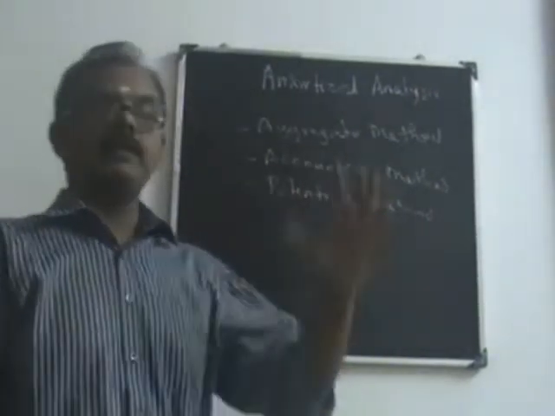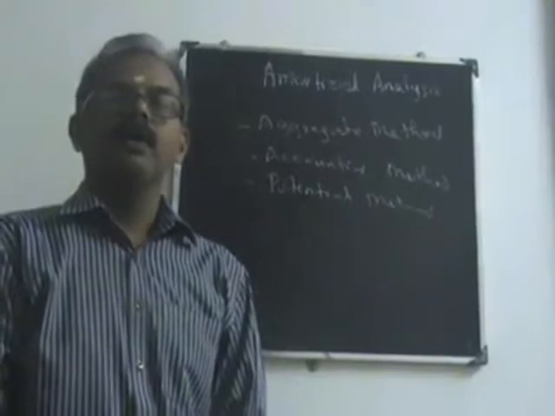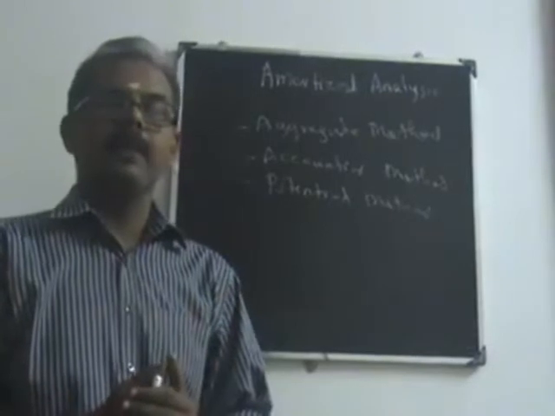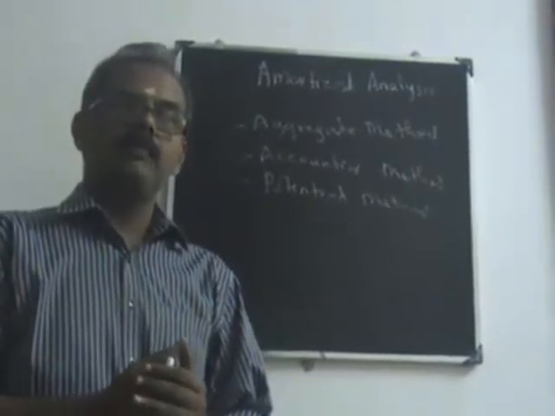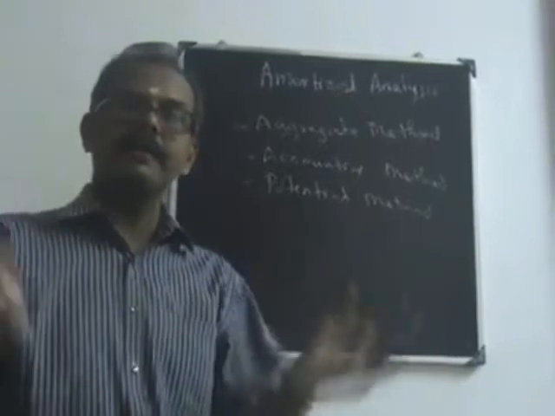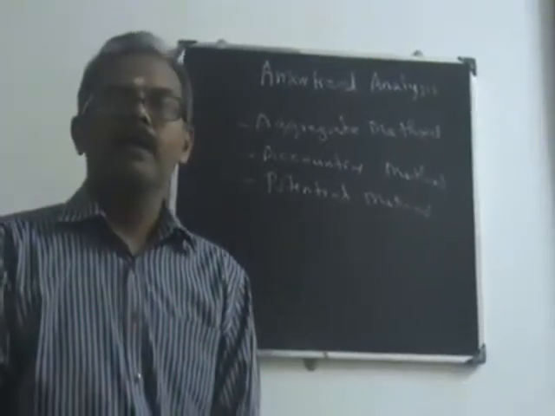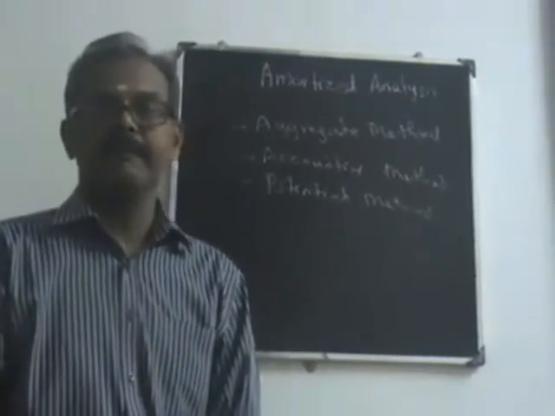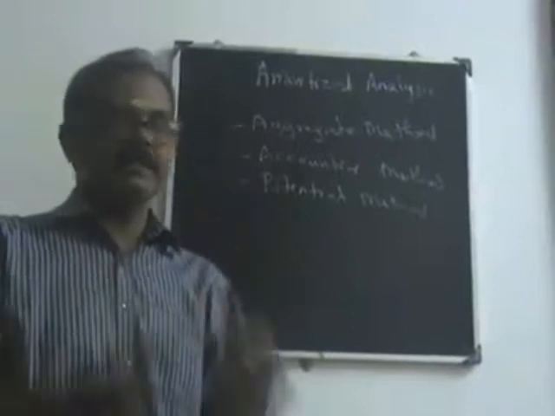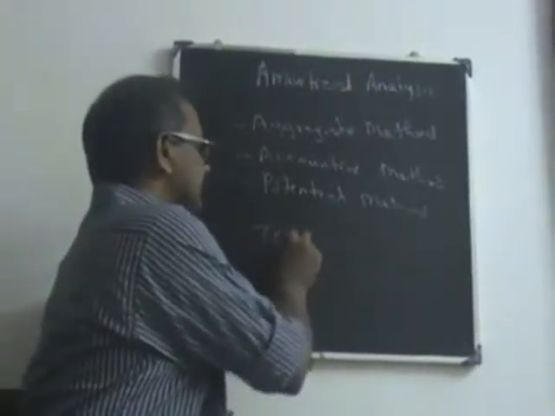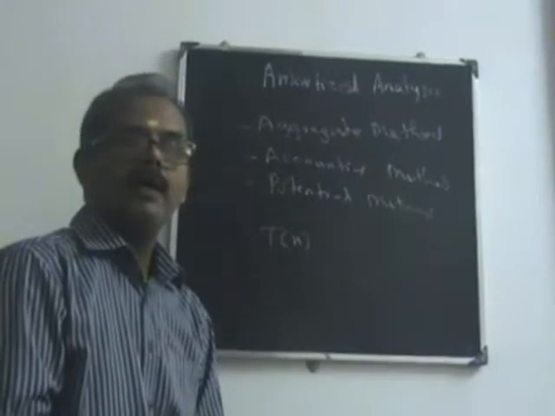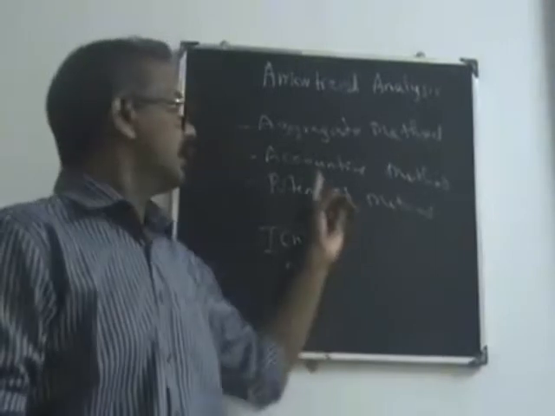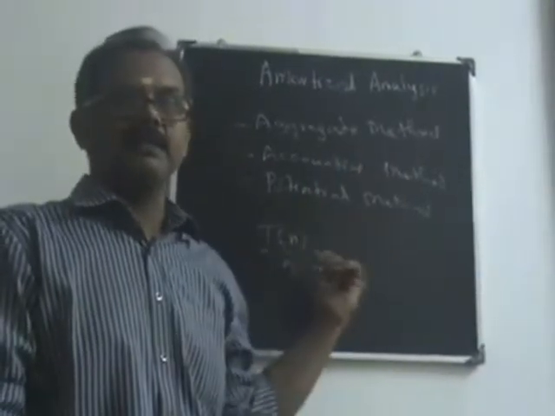In case of the aggregate method, what we do is, suppose we execute n instructions, then we consider the cost of all the n instructions together, and that will be divided by the total number of instructions. That means we take the average. For example, if the n instructions take Tn of time, then our amortized cost will be Tn by n. So this is the aggregate method. We will illustrate this with an example.